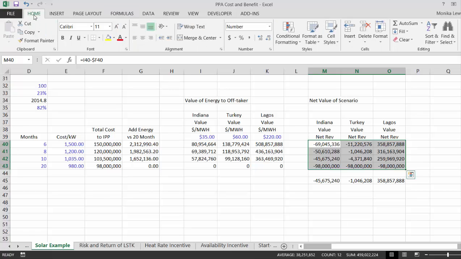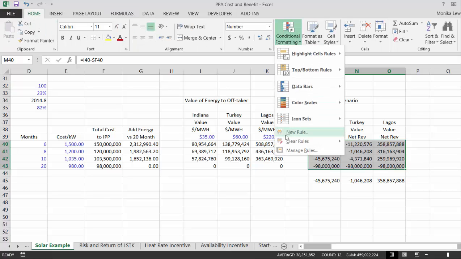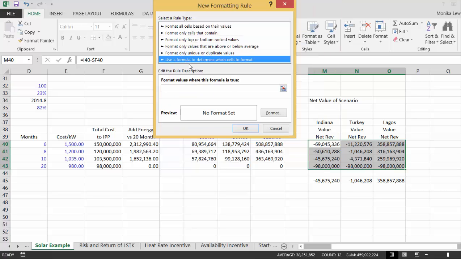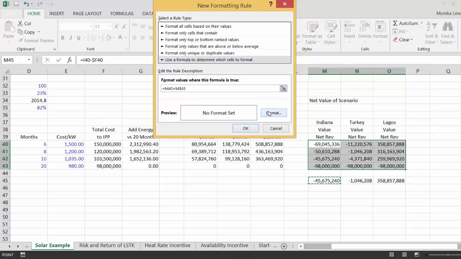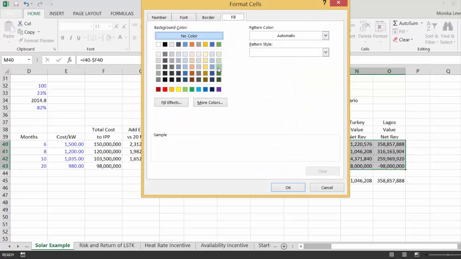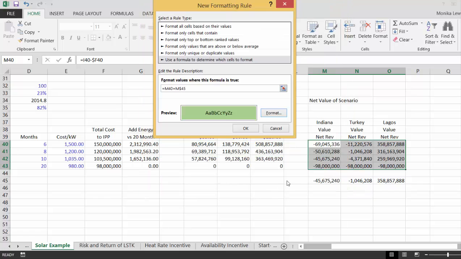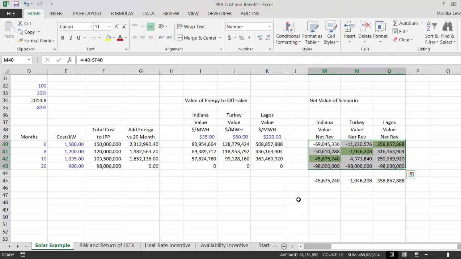So we can go to Home, Conditional Formatting, and New Rule. On this one, press F4 and put an equal, press F4 twice, right? Good. And then format that. How about now? Okay, so depending on where we are, we get different scenarios.